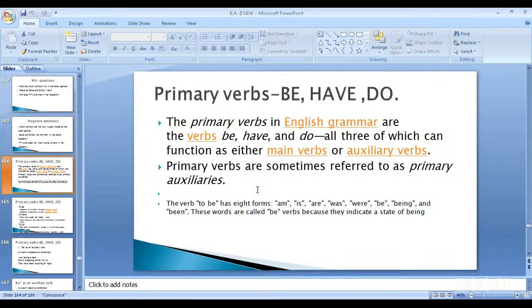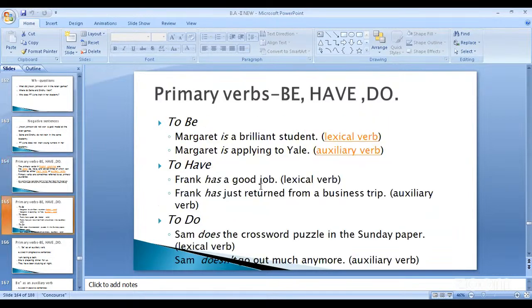So the primary verbs in English grammar are the verbs be, have, and do, all three of which can function as either main verbs or auxiliary verbs. Primary verbs are sometimes referred to as primary auxiliaries. For example, the verb to be has 8 forms: am, is, are, was, were, be, being, and been. These words are called be verbs because they indicate a state of being. Right. Now, Margaret is a brilliant student. Here the be verb is a lexical verb. As I told you, primary verbs sometimes occur as main verbs or sometimes as helping verbs. Margaret is applying to Yale, here is applying acts like an auxiliary verb.